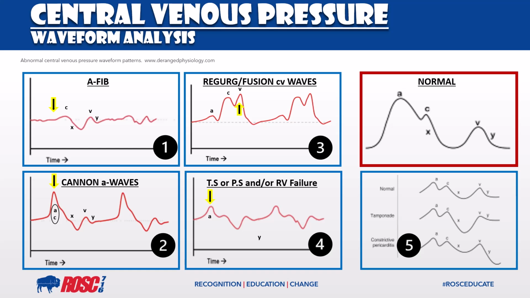Now let's take a look at window 5. And here we're seeing signs of tamponade. What's occurring is we're seeing a failure of the Y descent. This occurs due to the failure of the right atrium to empty appropriately, as well as the RV to passively fill. This is secondary to pressure or compression between the heart and pericardium.